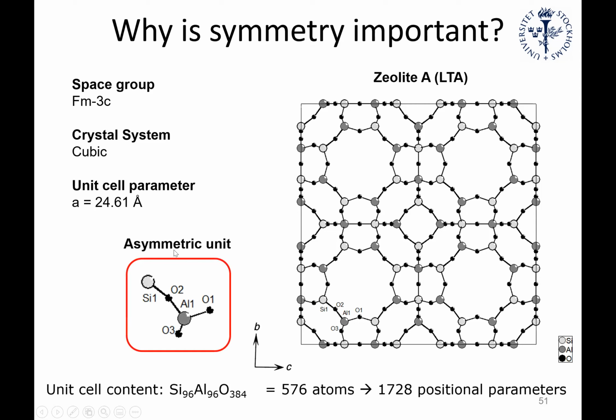But again, with just the asymmetric unit, just the position of these 5 atoms, 1 aluminum, 1 silicon, and 3 oxygens, that means we only have 5 unique atoms in the crystal structure, which means we only need to figure out 15 positional parameters, 15 values for X, Y, and Z in the whole structure to actually be able to describe essentially every atom in the crystal.